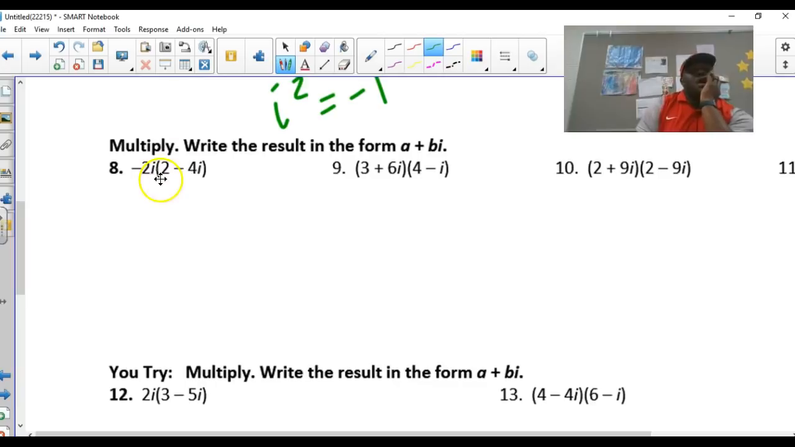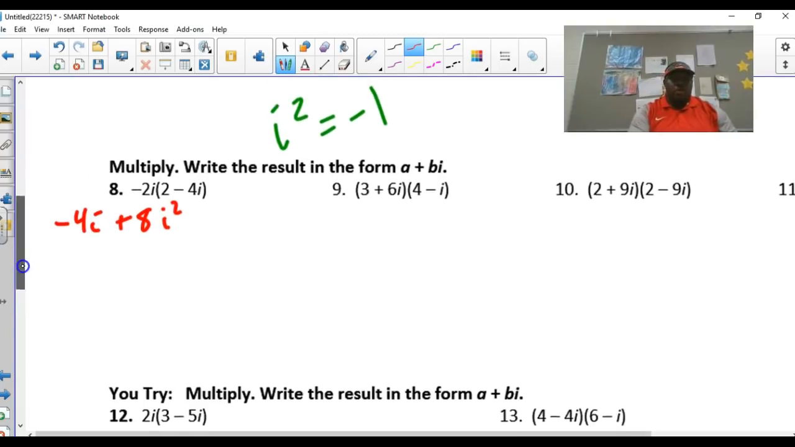Okay, so starting off, here's what we got. All right, right here we just have the distributive property. We have -2i times 2. That's going to be -4i. And then you have -2i times -4i. Now look, -2 times -4 is going to be +8. But i times i, see there's two i's, is going to be i squared. All right. So now we just distributed this monomial times this binomial. All right, so we have -4i plus 8i squared.